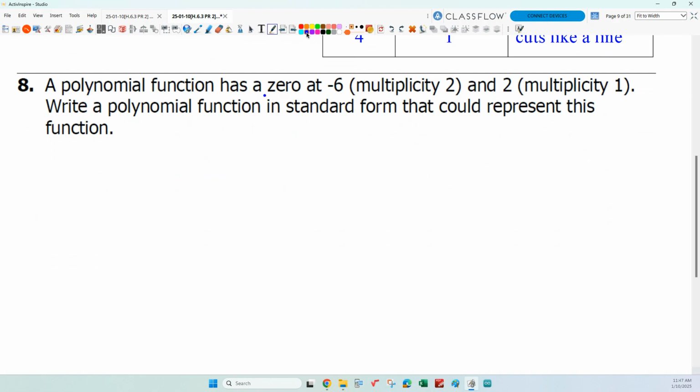If it has a 0 at negative 6 with a multiplicity of 2, okay, let's work backwards. X equals negative 6 is my 0. How could I turn that into a factor? What's the factor that produces that 0? In other words, what factor could I set equal to 0 to get that?